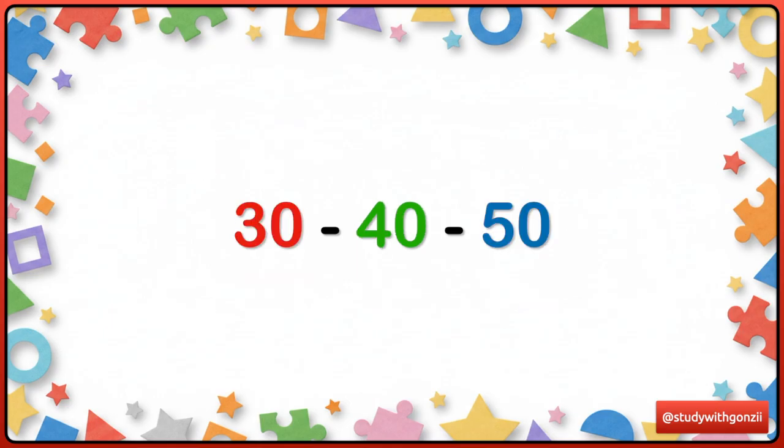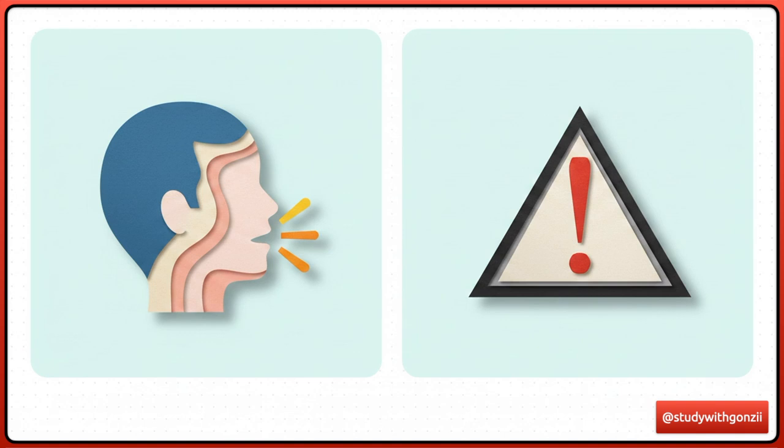Okay, and let's check out the tens really quick. 30, 40, 50. Now, what's really interesting here, and kind of a common stumbling block, is the pronunciation. Look at the left side, the teen numbers, 13, 14, 15. The strong part of the word, the stress, is right at the very end, 13.